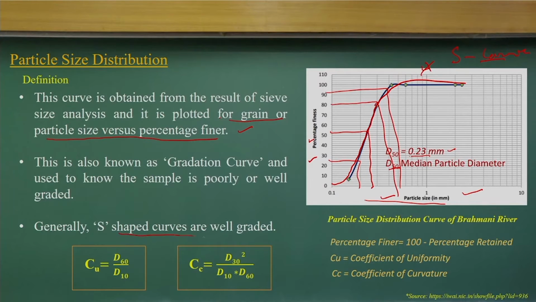So to define whether it is well graded, well composed of different sizes, we quantify it with two basic terms: the coefficient of uniformity and the coefficient of curvature. D60 divided by D10 is equal to the coefficient of uniformity. That means from the particle size distribution curve, you can find the 60% finer value and the 10% finer value. That ratio will show us the coefficient of uniformity.